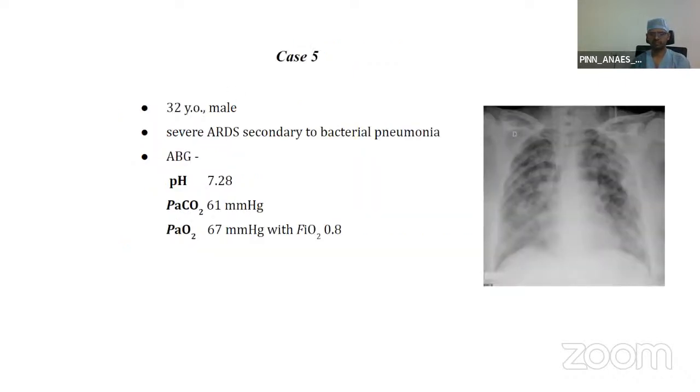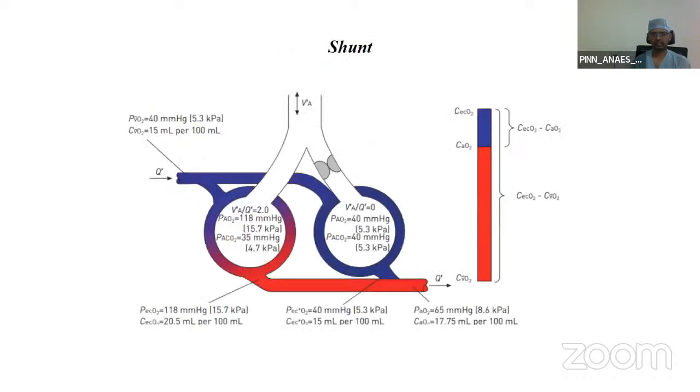Coming to the next case, case 5, is a 32-year-old male suffering from severe ARDS secondary to bacterial pneumonia. His ABG is like this: pH of 7.28, PCO2 of 61, and PaO2 of 67 with FiO2 of 0.8. So, what is the reason for hypercarbia as well as hypoxia in this case? The reason is shunt.